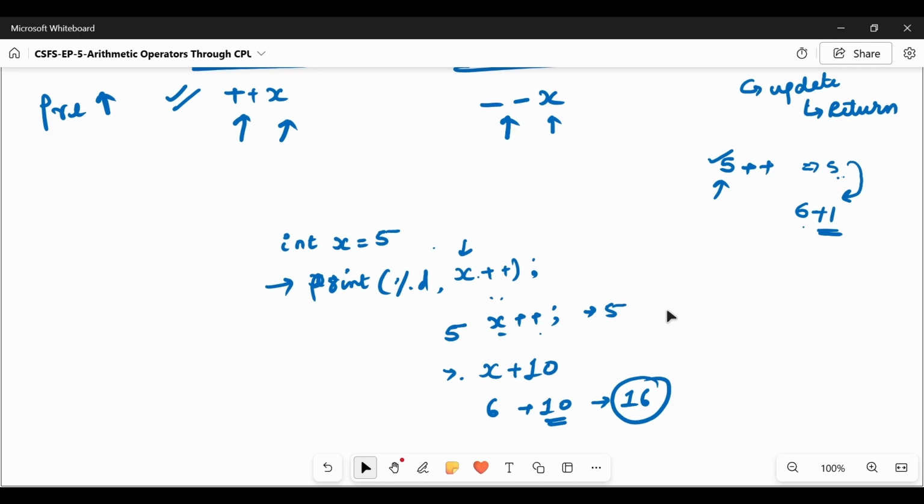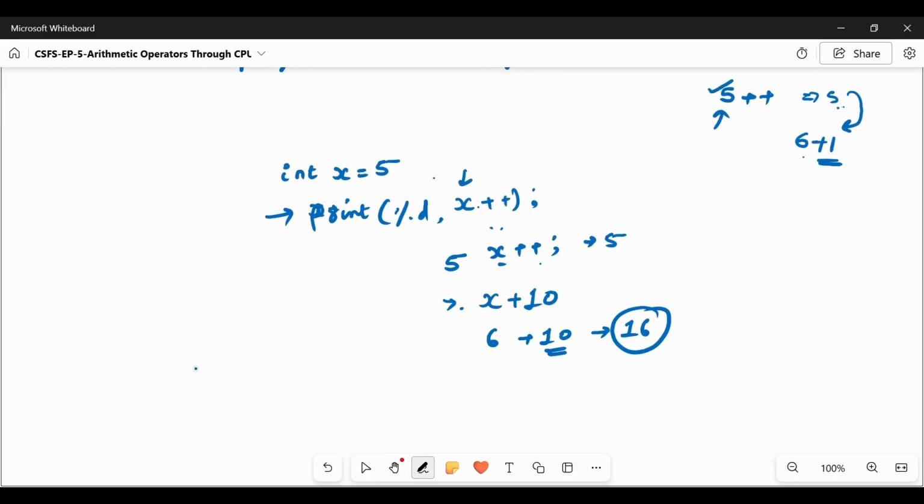Most of the time when we are incrementing or decrementing, either post or pre, and then storing the value into the same variable, evaluation complexity will occur, and this can be dangerous. So we should be very careful while doing this. Like x is equal to x plus plus.